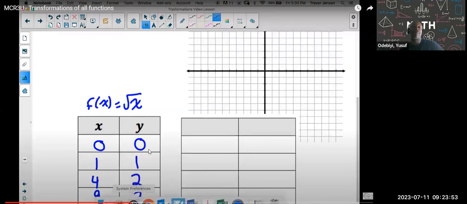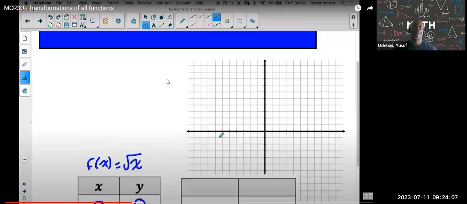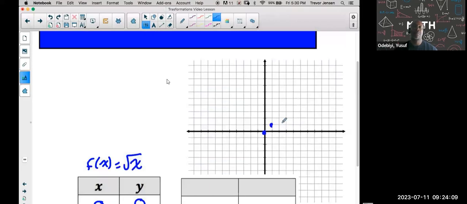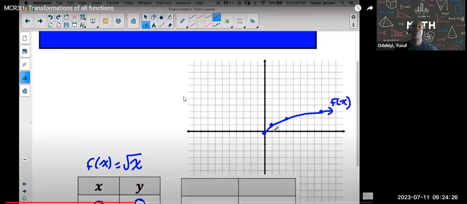Okay, so he chose easy points so you can plot, right? So now you can see, and then now we're going to apply the transformation to either x and y. I believe the transformation applies to both x and y for this. If I plot these points, 0, 0, 1, 1, 4, 2, and 5, 6, 7, 8, 9, 3. I hope I counted that right. There is the graph of my parent function f at x.